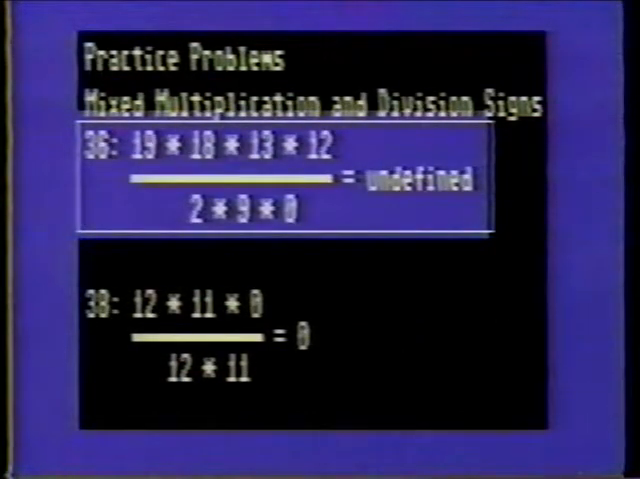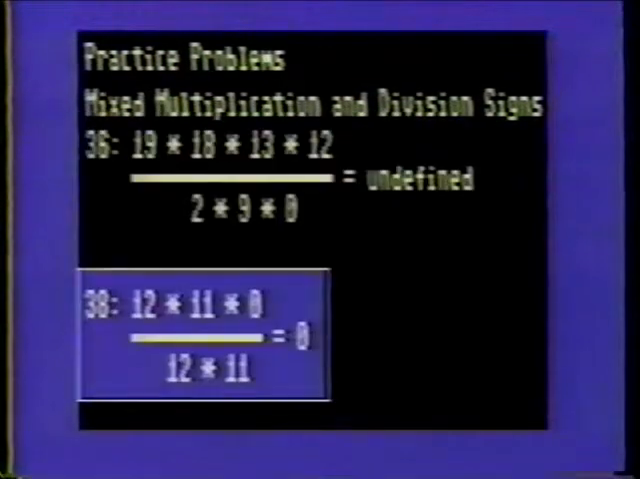Problem 36. At first glance, this problem might seem more complicated than it really is. It contains one number that readily identifies it as an easy problem, a 0. Since it contains a 0, it can only have one of two possible solutions, 0 or undefined, depending on the location of 0. Problem 36 is undefined because 0 is located in the denominator.